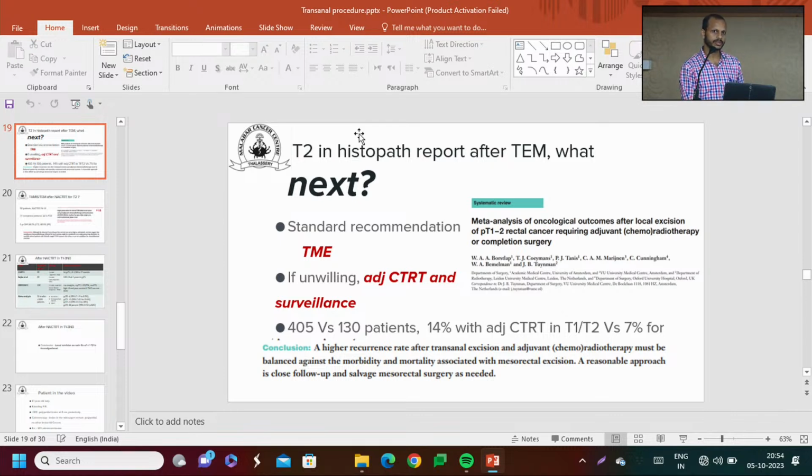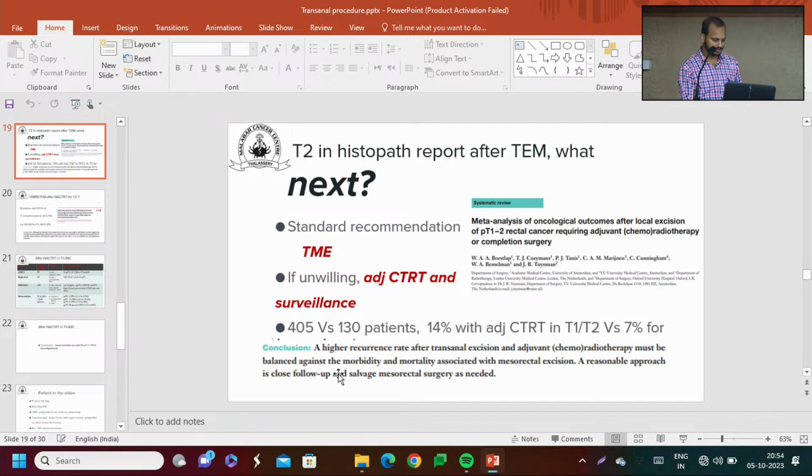In the final histopathology, the report says there is a focal invasion of the muscularis propria. So then we had to search the literature. When you do some rare procedures, you are responsible for leading the patient to a normal pathway. The standard recommendation is to do TME. If the patient is fit to undergo a major procedure, do a TME. And if the patient is not willing, adjuvant CTRT and surveillance is an option.